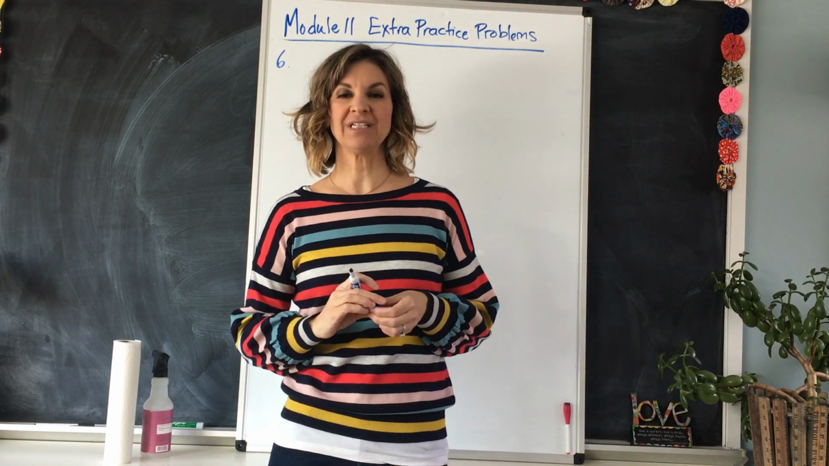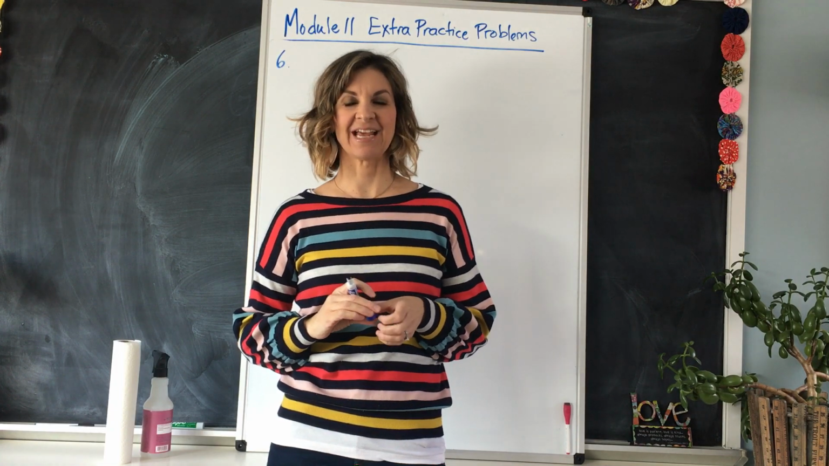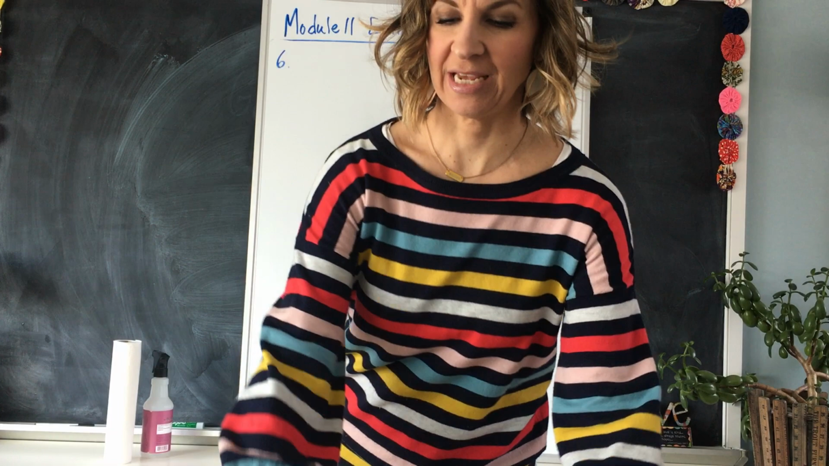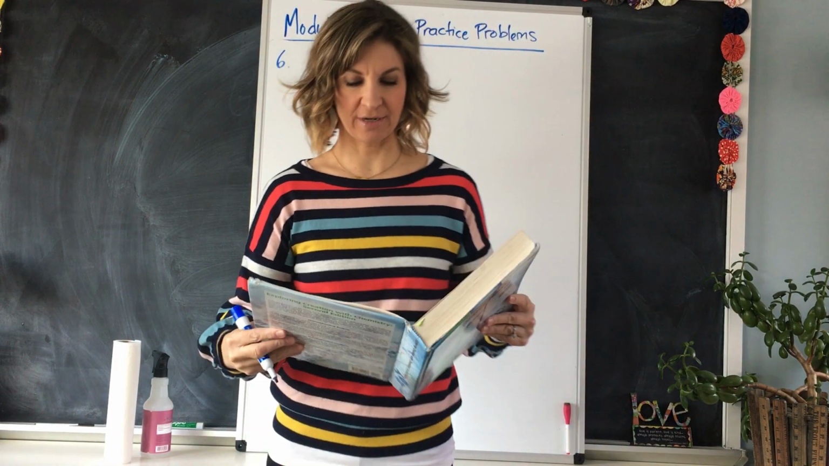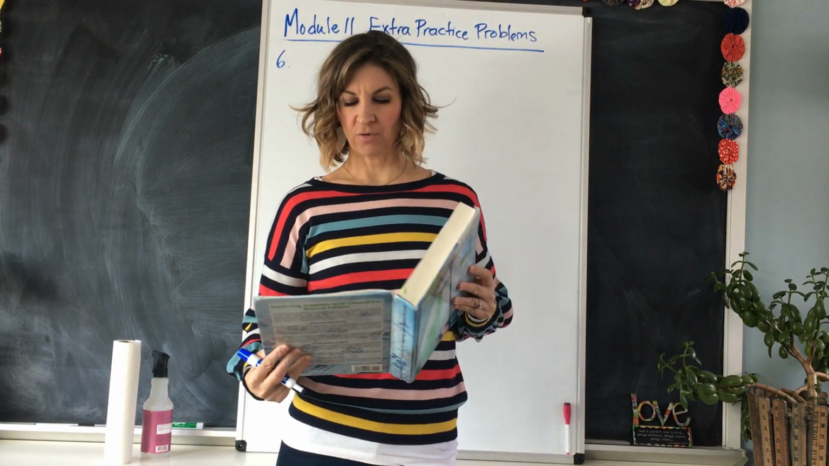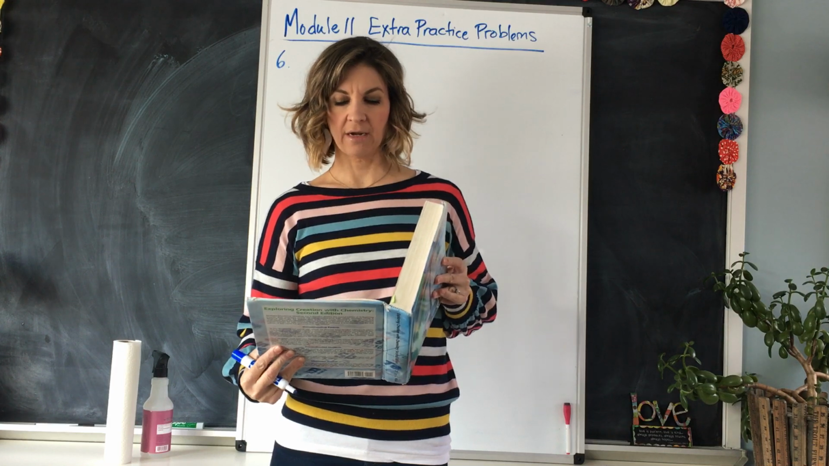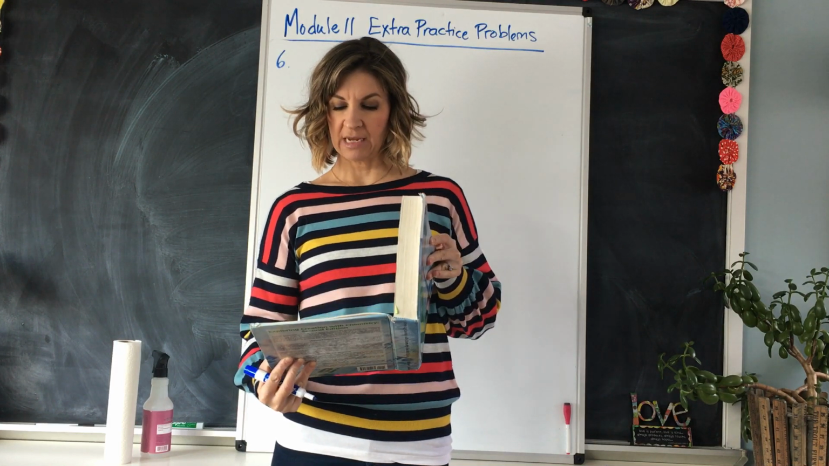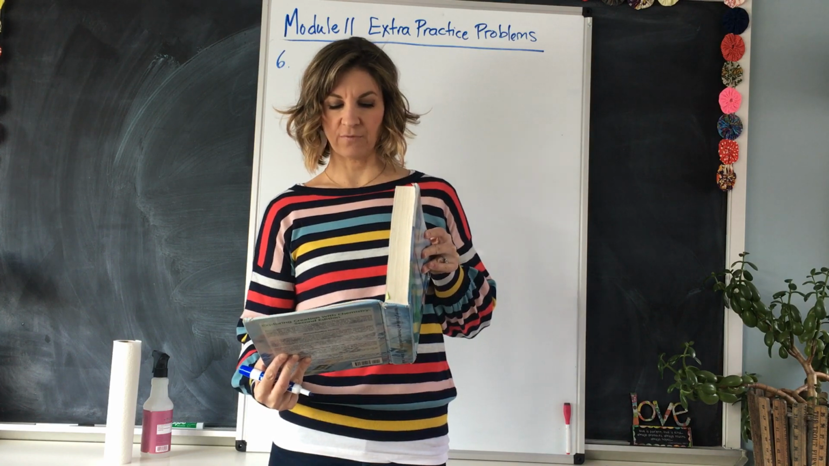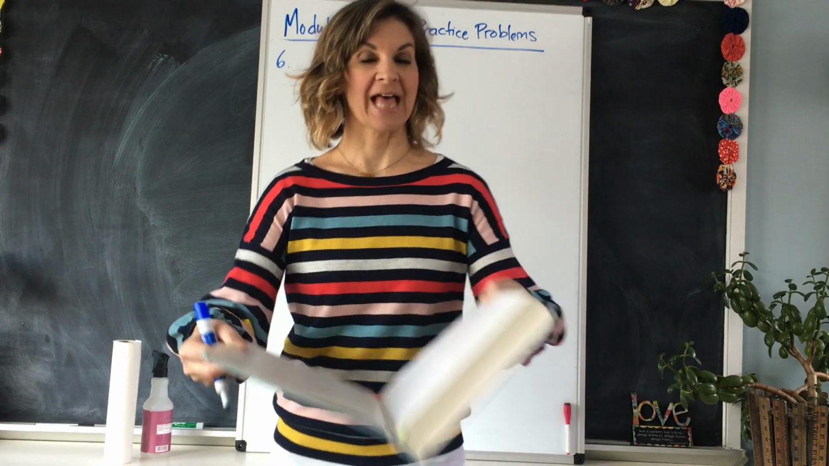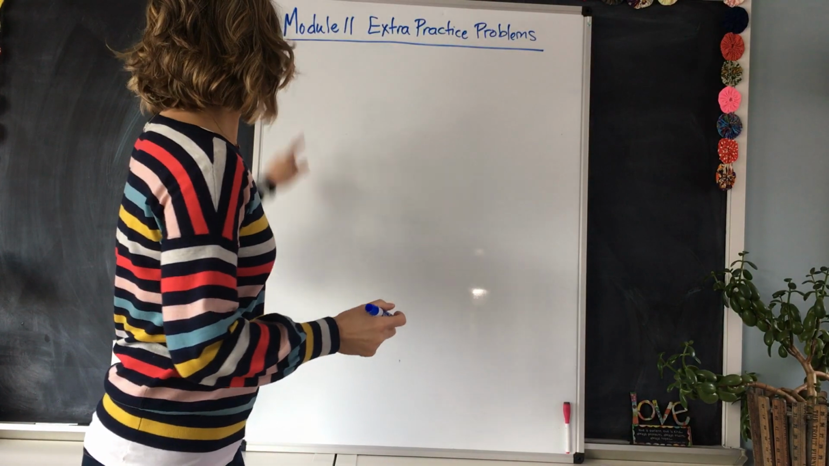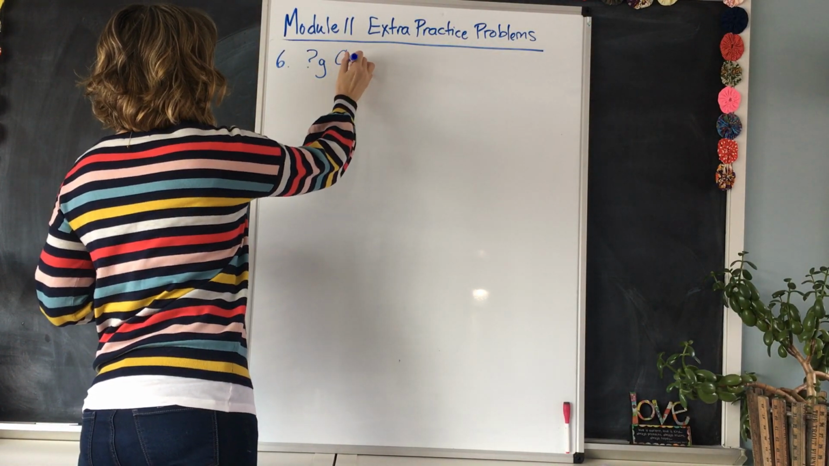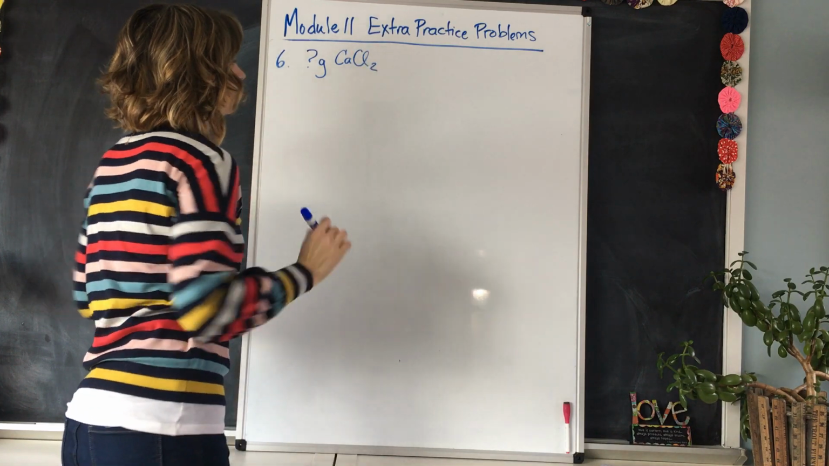We're going to do some Module 11 extra practice problems again today. So we are up to number 6, and this is on page 579 in your book. Number 6 says, how many grams of calcium chloride would you have to add to 125 grams of water to make a solution with a concentration of 2.0 molality? So what we are looking for in number 6 is how many grams of calcium chloride.